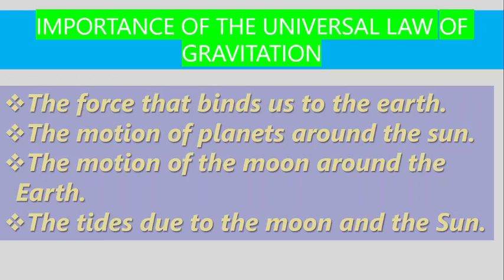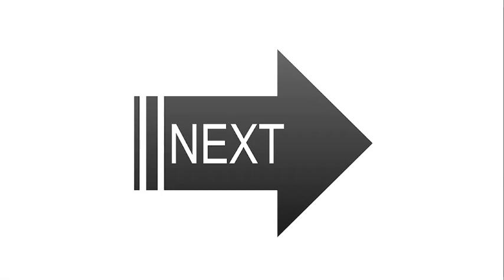Now, the importance of the universal law of gravitation. The force that binds us to the earth, the motion of planets around the sun, the motion of the moon around the earth, and the tides due to the moon and the sun. These are the importance of the universal law of gravitation.